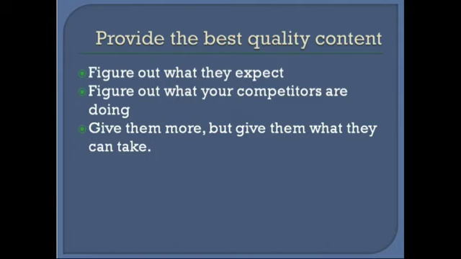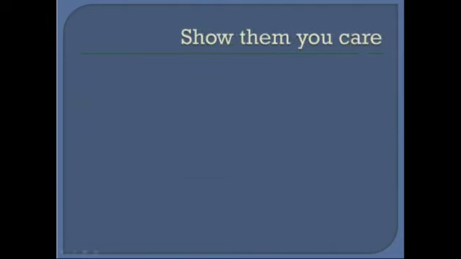Now, your competitors might have a lot of content, but that doesn't necessarily mean that it is quality content. So figure out what kind of quality content your competitors are providing, and then give them more. But give them what they can take. Find that fine line and give them enough quality content that they're going to be happy. Go above and beyond and show them that you care. This is one of the biggest things that I see, the biggest dropout rates for membership sites.